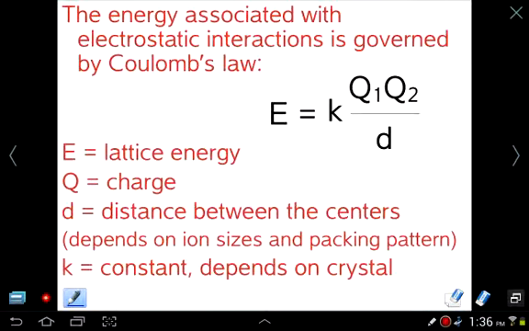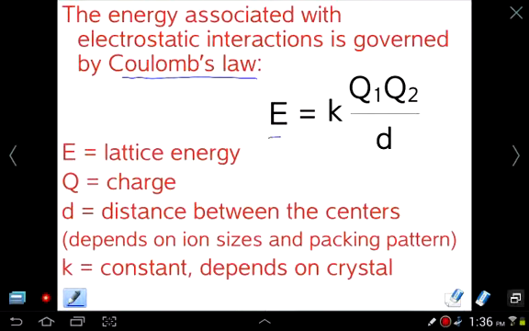Let's take a closer look at this idea of lattice energy, because it turns out there's an equation we can write for it and we can quantify it. This equation is given by something called Coulomb's Law, and you may have learned about Coulomb's Law in physics, if you've taken physics.